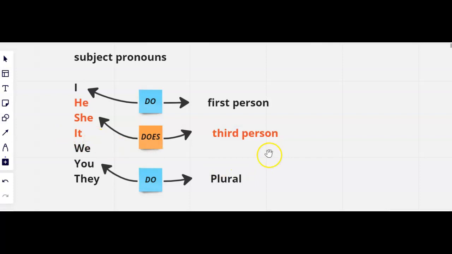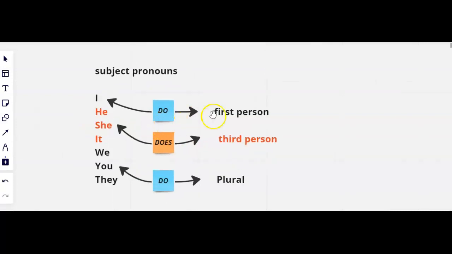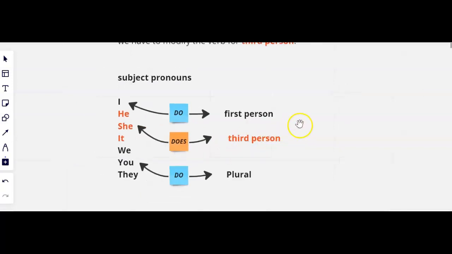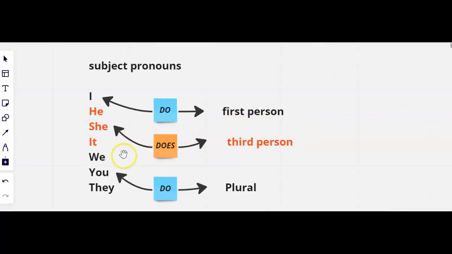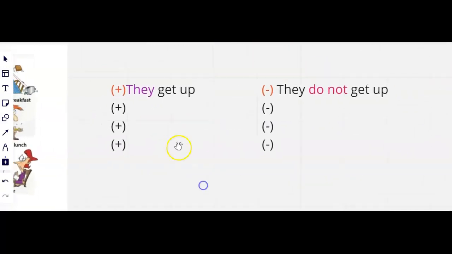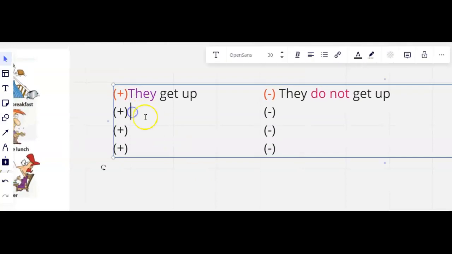Third person is the only one that is going to use "s". So with plural or first person, you don't have to modify the verbs. It only happens with he, she, and it. Take that into account. Let's make some samples really quick. If I'm going to use she, I can say: she gets up.